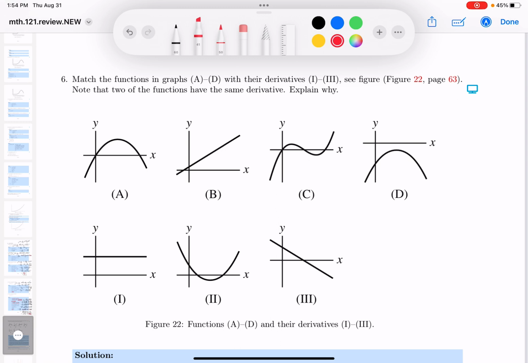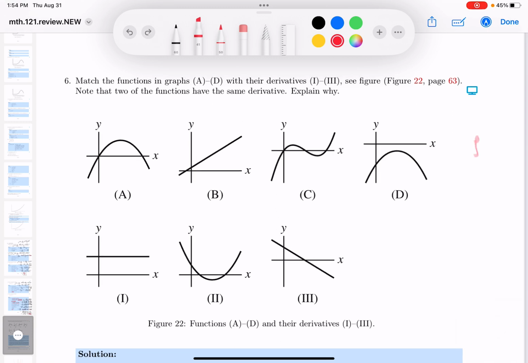So what I want to do is talk about that. It says match the graphs in A through D with the derivatives. So what I'm going to put over here is that these are the functions. Let me get the pen back. They're saying that these are the functions and these are the derivatives.